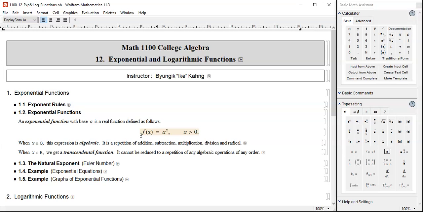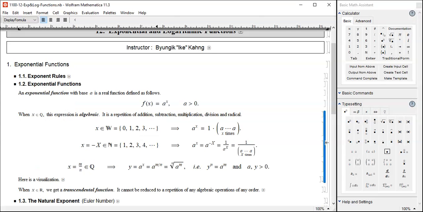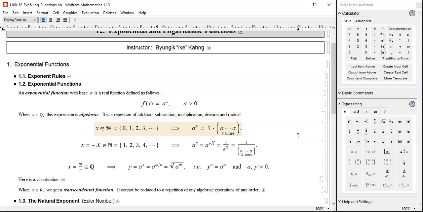Wait a minute. Aren't these just repeated multiplications? In that case, they are algebraic. Well, in fact, when x is a rational number, then this is just algebraic. When x is a whole number, 0, 1, 2, 3, and so on, then we have just repeated multiplication. For example, if you have a to the 0 power, that means 1 times no multiplication of a, so that part just drops, and then we have just 1. And if we have the 1 power, then we have 1 multiplication of a, so we have just a. And x is 2, then here we have a times a.